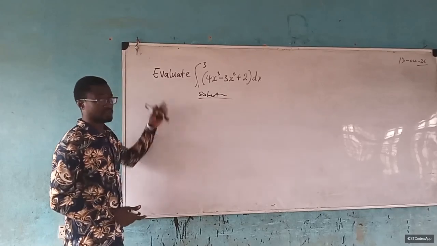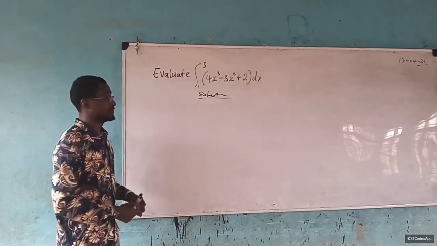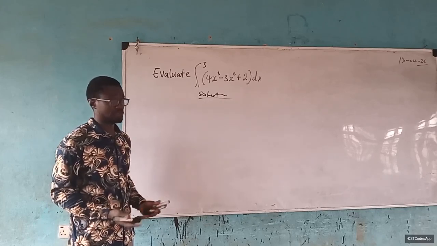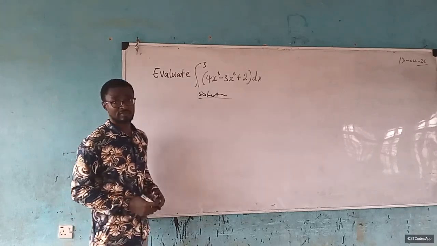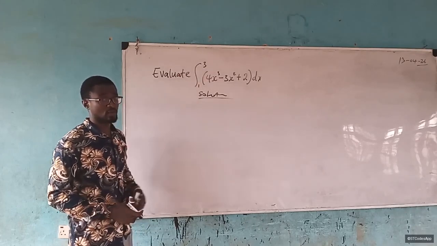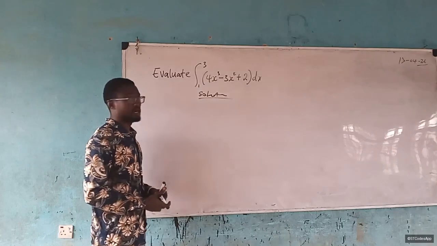The question before us says to evaluate the integral of this. And when I talk about integral, I'm talking about integration. So we are to integrate this, given the upper and lower limit to be 3 and 1, respectively. So how do you go about this?